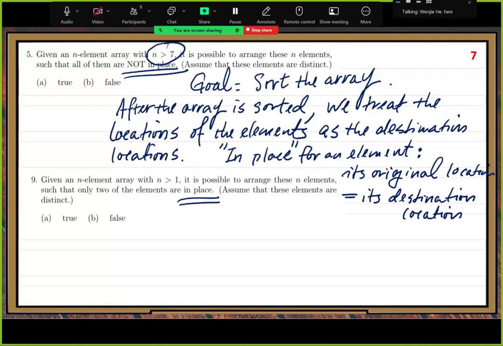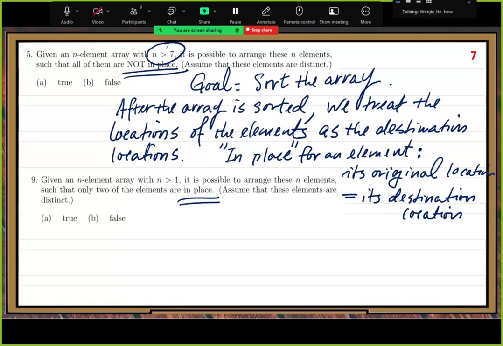can you imagine you can find some special input? Then you can arrange them such that none of them is in place. That's the meaning. Okay? If you can find one example, then you can get the answer. That's number 5.